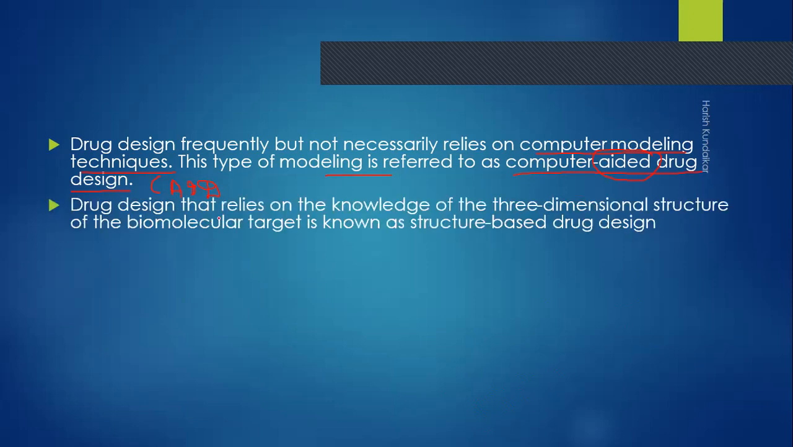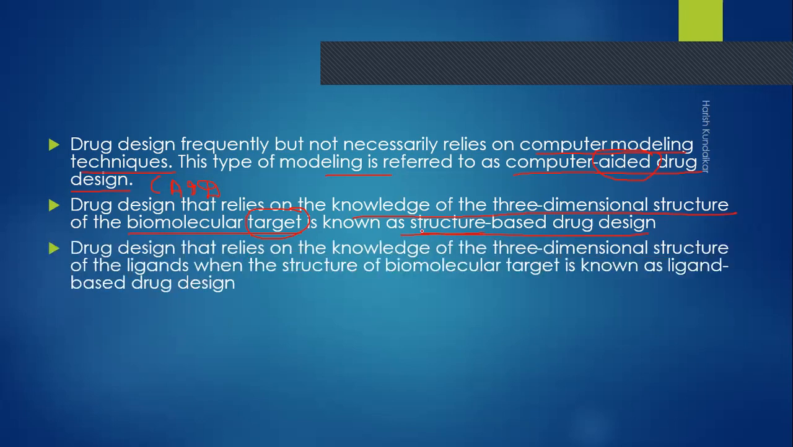So, drug design that relies on the knowledge of the three-dimensional structure of the biomolecular target is known as structure-based drug design. Okay, so there can be basically two different types of drug design. In one type, we have the structure of the receptor being known to us. Okay, the structure of the target being known to us. So that is called structure-based drug design. It is also called receptor structure-based drug design. Okay. So structure-based drug design is nothing but when we know the structure of the receptor.